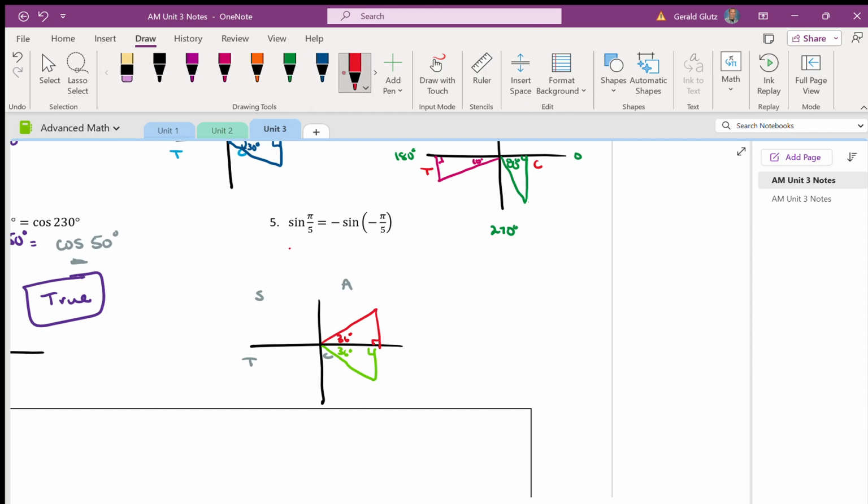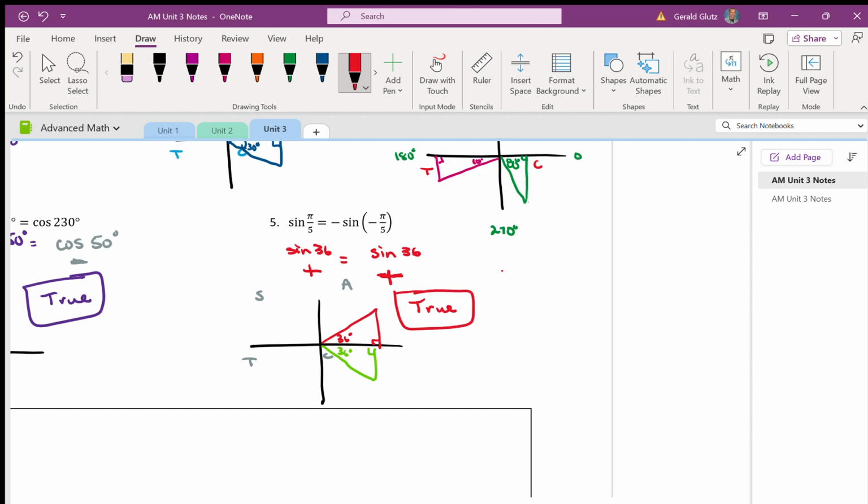So sine 36, it's in a positive quadrant for sine, so that's a positive. This one is in a negative quadrant. It's also sine 36, but it would be negative, and it has a negative there. So double negative, which turns it into a positive. So they're both sine 36 and both positive. So that would also be true.